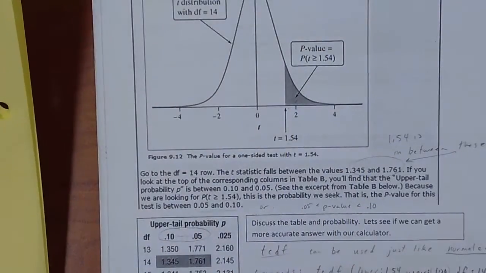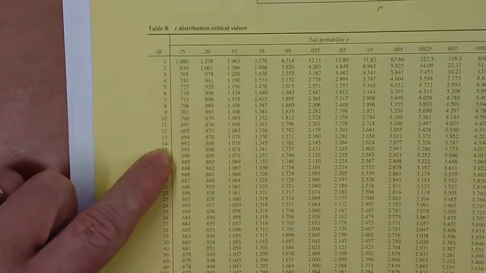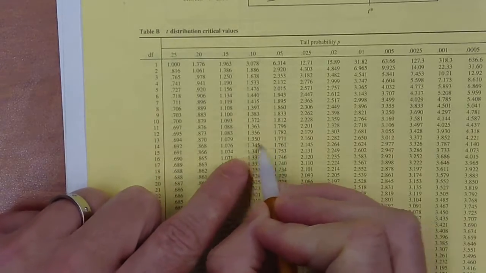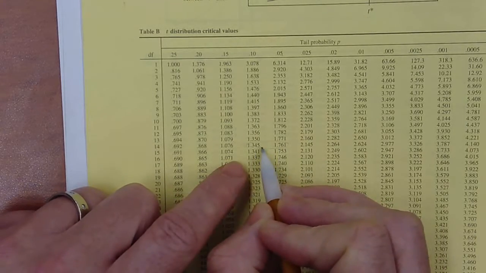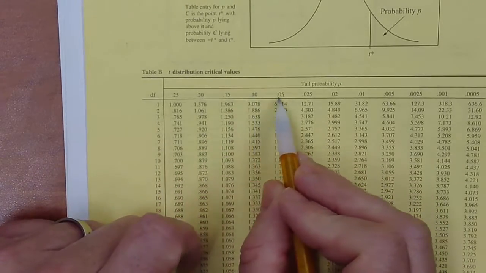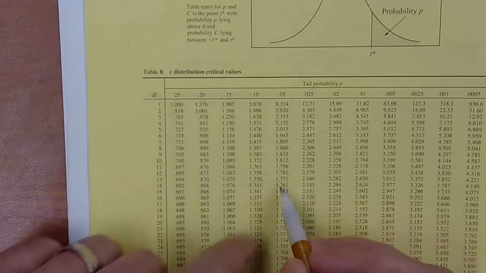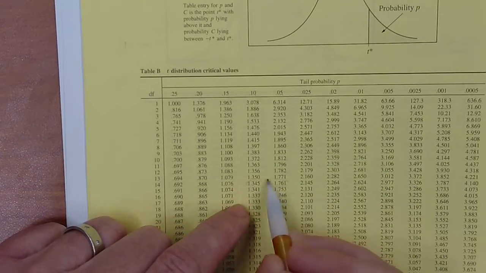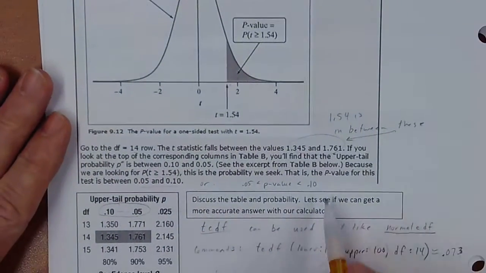Okay, but how do I do that? So 1.54, I'm just trying to remember these values. Degrees of freedom 14. 1.54 is between these two critical values. So if it's between these two, the tail probability must be between 0.05 and 0.10. That's how we read that. If our critical value were right on 1.35, we could say the probability is 0.10. But it's between this range, so we're just going to use that as our range of probability. Okay, so that's kind of the conclusion.